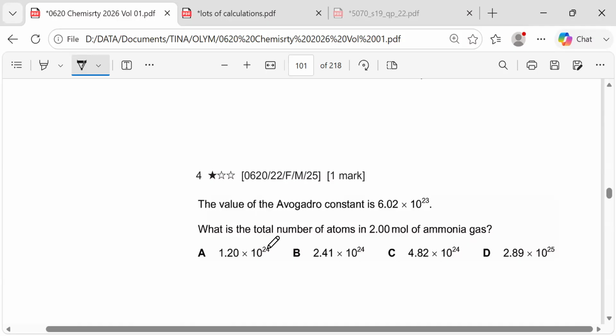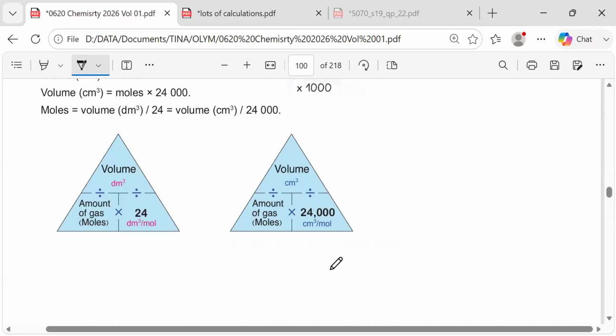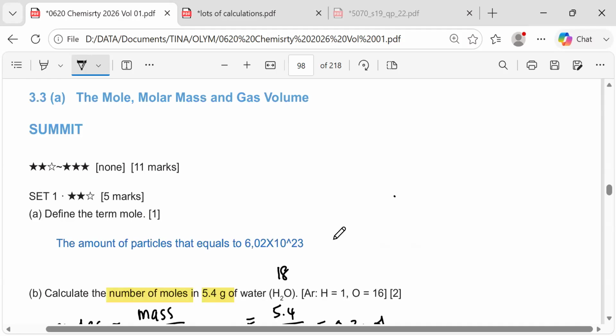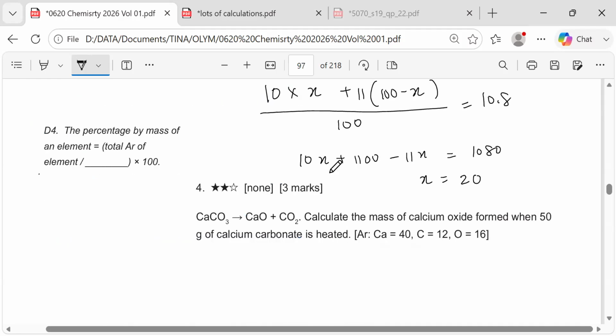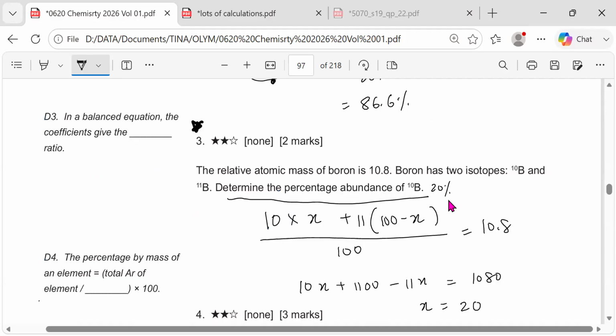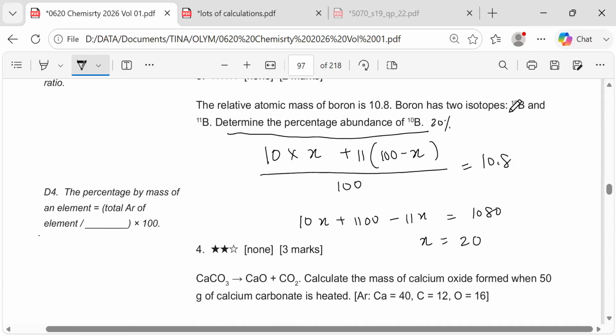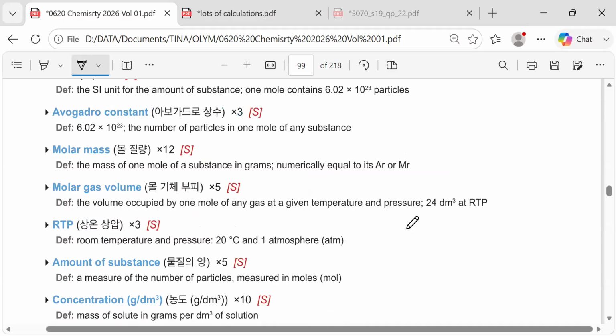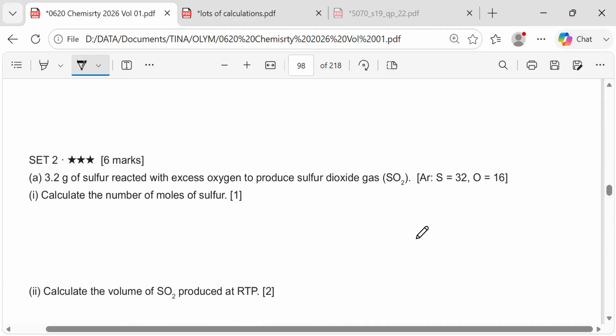So for example, the relative mass of boron that we counted just now was 10.8, right? This means the average mass of boron 10 and boron 11 gives us 10.8. So the relative atomic mass is the average mass of all the naturally existing isotopes. The relative mass is already averaged out.